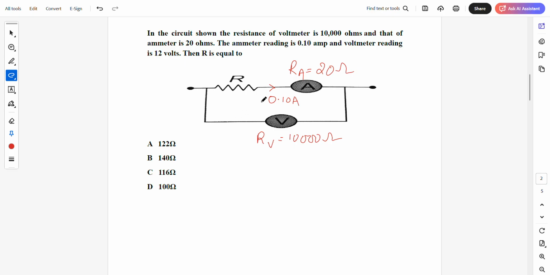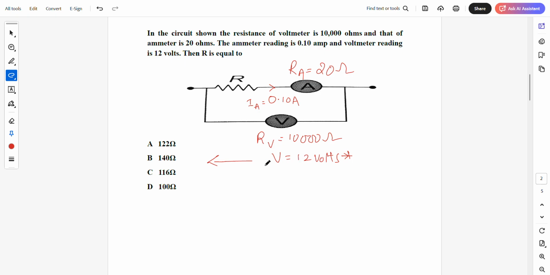I will call this IA. The ammeter reading is IA, 0.1 ampere, and the voltmeter reading is 12 volts. So V is equal to 12 volts. This is the total voltage they have given.